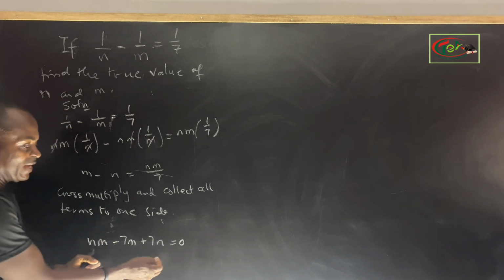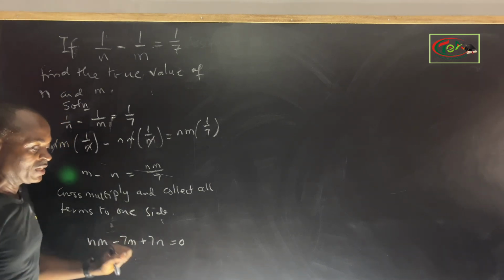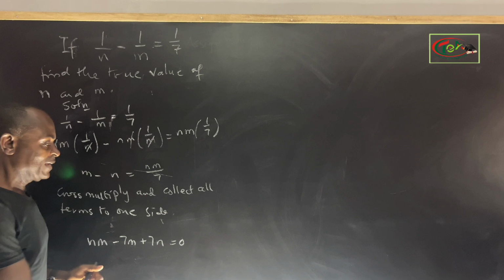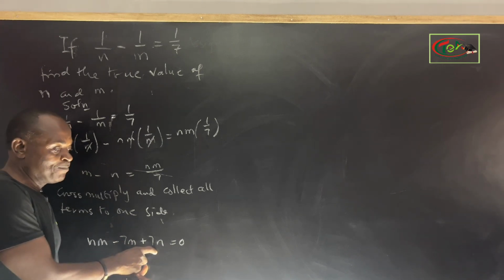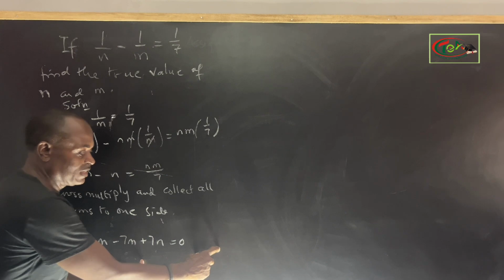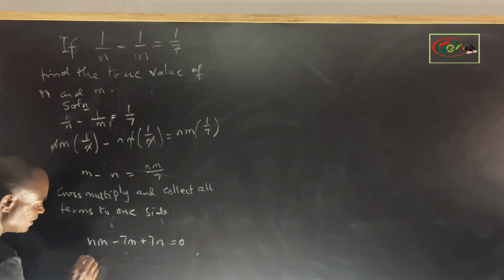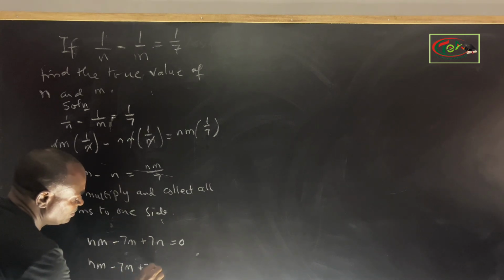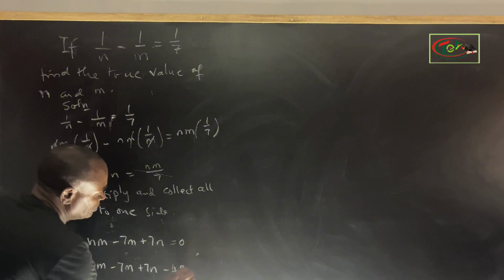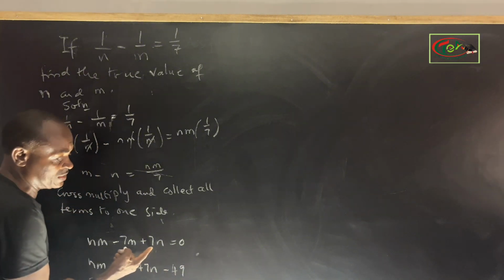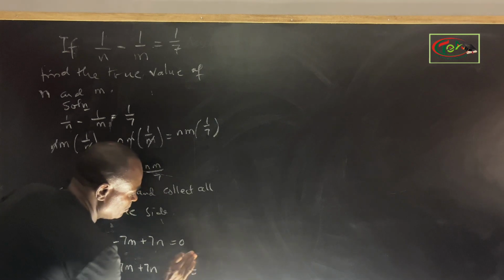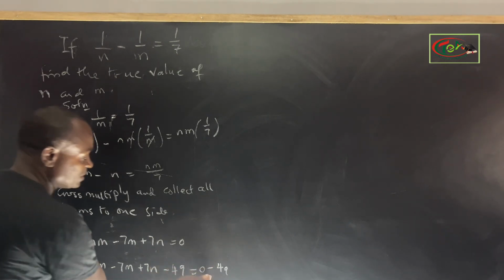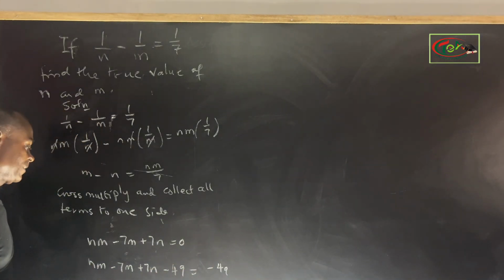I want to try as much as possible to make the expression at the left hand side factorizable. It should be able to factorize. So I can conveniently do something to this side and do the same thing to the right hand side. What I choose to do is subtract 49, because 49 has a relationship with 7. That gives me 0 minus 49, or you can simply say equals minus 49.